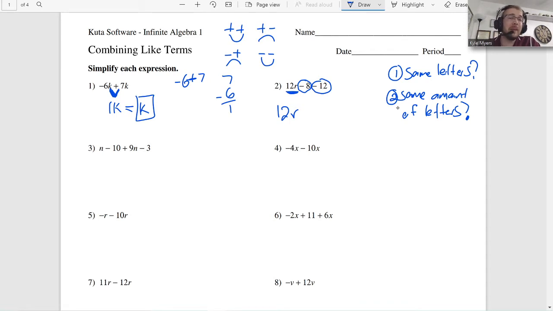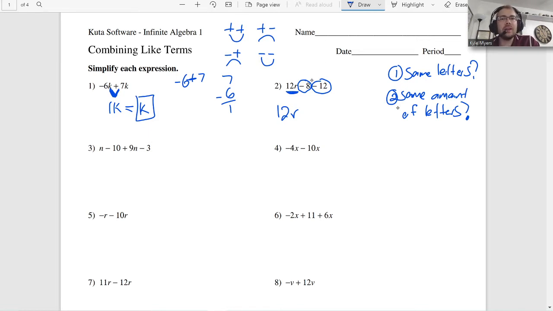Well, yeah, they both don't have any letters, so yes. And then the same amount of letters. They both have exactly 0 letters attached to them. They're both just numbers. So yes, they are like terms. All numbers are like terms, more or less.